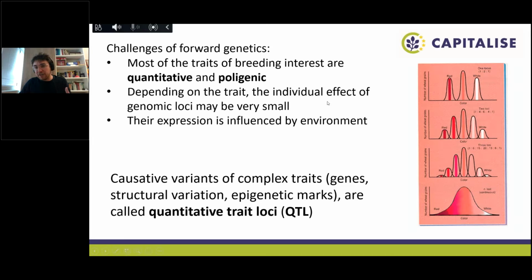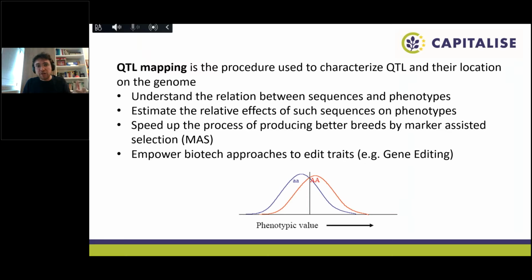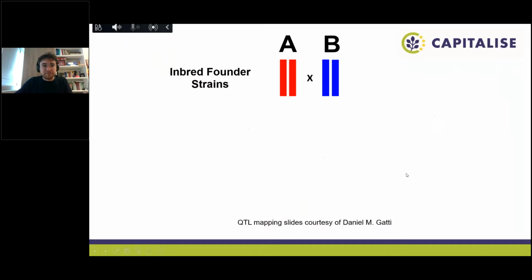And so this is, of course, a challenge in terms of statistics, because it requires specific methods to be targeted to the identification of the different loci across the genome which are responsible for a trait of interest. So QTL mapping is the procedure which is used to characterize QTL and their location on the genome, and it's used to understand the relation between DNA sequence and phenotypes, to estimate the relative effect of sequences on phenotypes, so we can prioritize QTLs which are more important or less important for breeding, but also to provide information about candidate genes. We will hear something about that, to speed up the process of producing better breeds, either by marker-assisted selection or other methods, including gene editing.